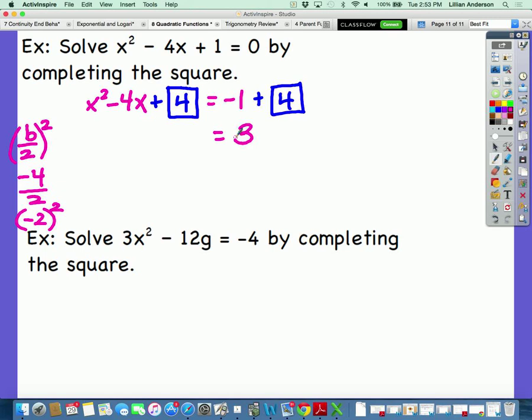And on the left side, you want to factor this. This actually is a perfect square trinomial. That's what you create when you complete the square. How does x squared minus 4x plus 4 factor down? x minus 2 times x minus 2, which can be written as x minus 2, squared.